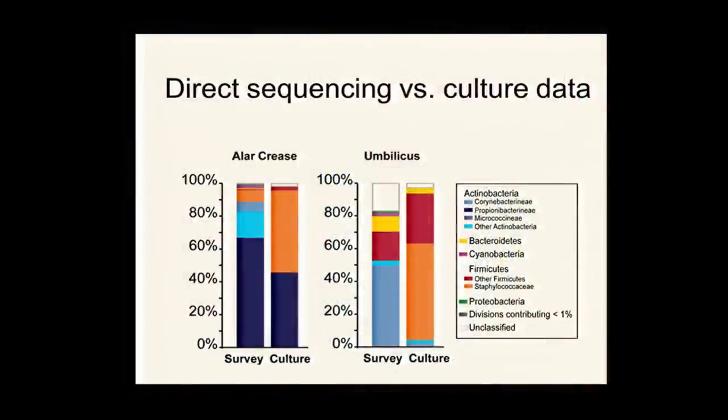But if you use just standard culture techniques, as you can see, especially here from the umbilicus, we would estimate by sequencing that the proportion of Carinobacterium is nearly 50%. We can culture a few of them, but I'm going to vastly overestimate that this site is dominated by the Staphylococcus and other firmicutes, and really miss that there is this preponderance of Carinobacterium here.